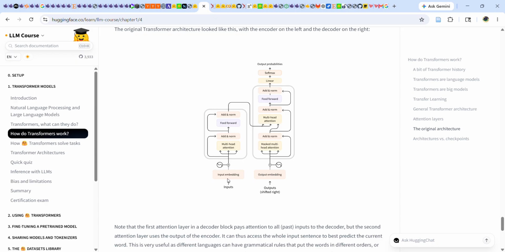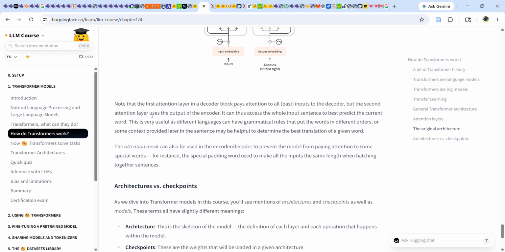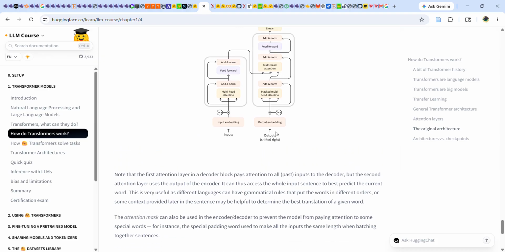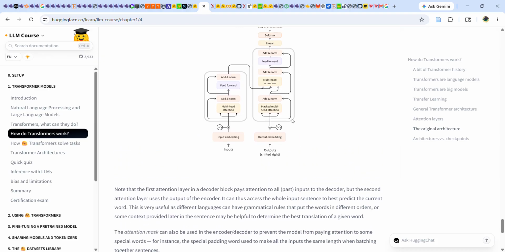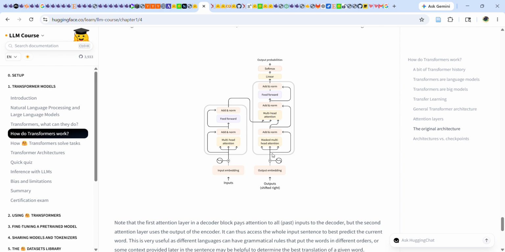Here we have the decoder on the right and the encoder on the left. So attention, addition and normalization, feed forward, and this is the output. Note that the first attention layer in the decoder block pays attention to all the past decoder inputs, but the second attention layer uses the output of the encoder. First just passed, and then the second uses the output of the encoder.